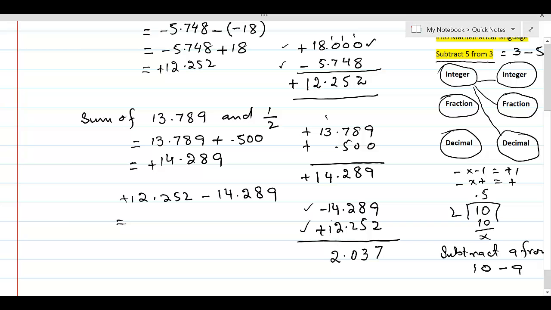And which number is bigger? 14. So the answer will carry the negative sign. So here we have the answer minus 2.037.